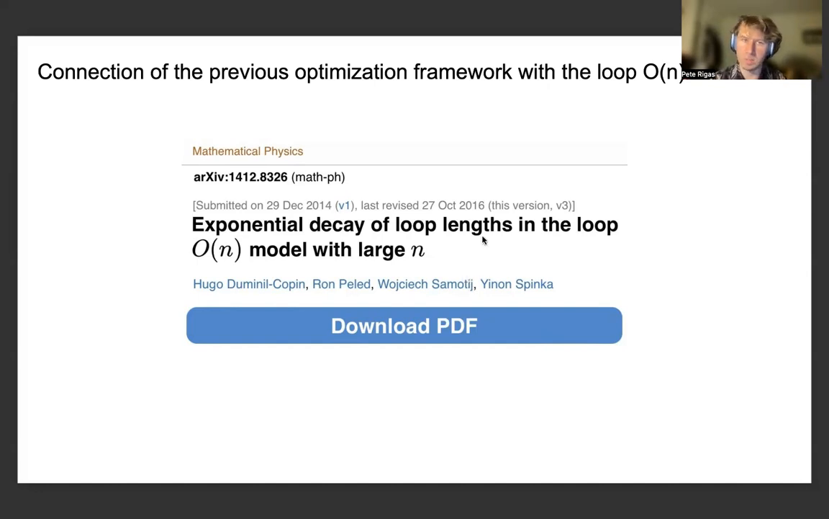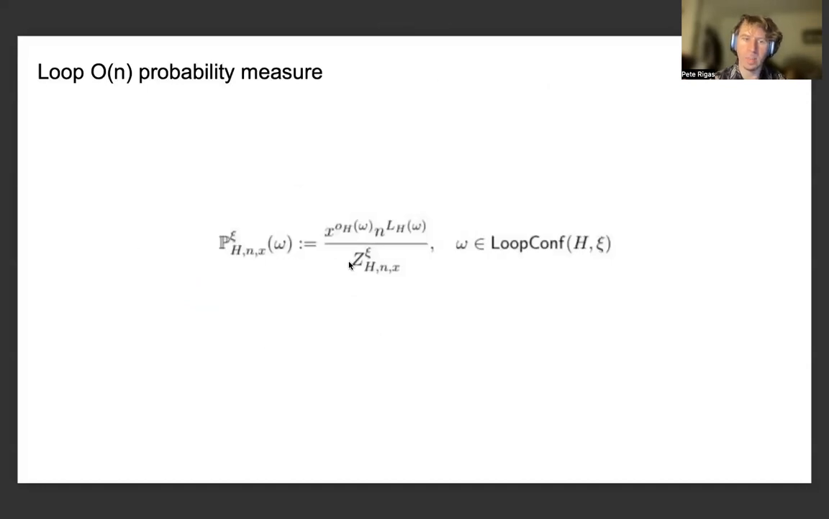In the loop O(n) model, the probability measure is supported over the hexagonal lattice, and is given by x to the number of edges in the configuration and n to the number of loops, which is normalized by a partition function so that we have a probability measure. And we're sampling some configuration omega, which lies within the loop configuration supported over the hexagonal lattice with boundary condition C.